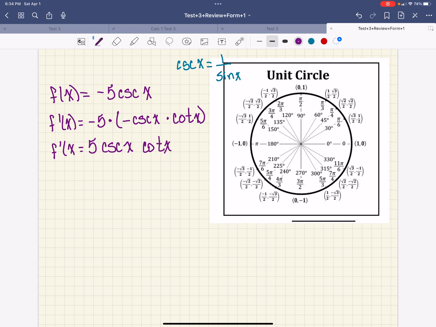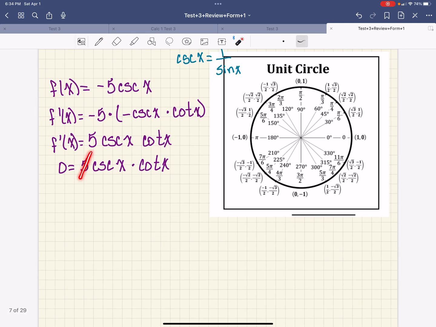Then we are going to set our derivative equal to 0, and we're going to solve. You got to think back to some Math 112 and some Math 113 here. We've set the derivative equal to 0. 5 is a factor, but we know 5 is not equal to 0. So I'm going to set cosecant of x equal to 0, and I'm going to set cotangent of x equal to 0.